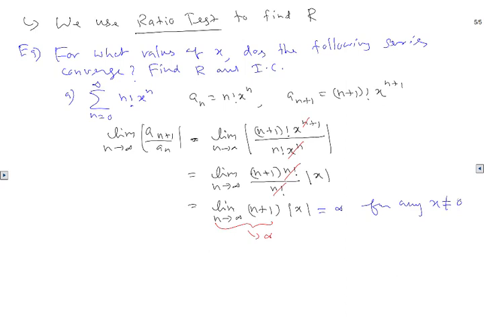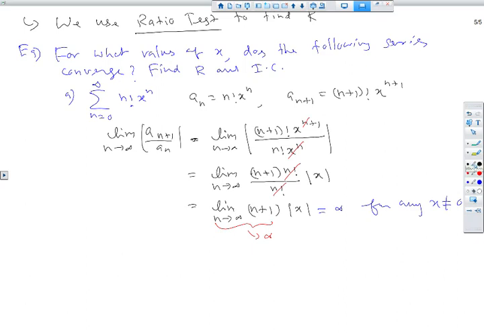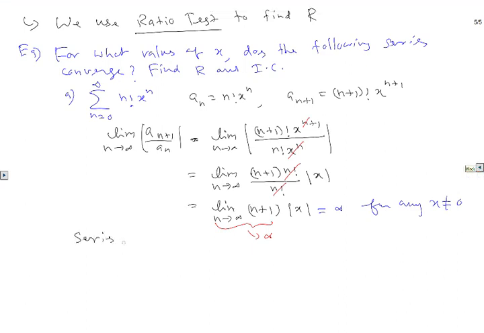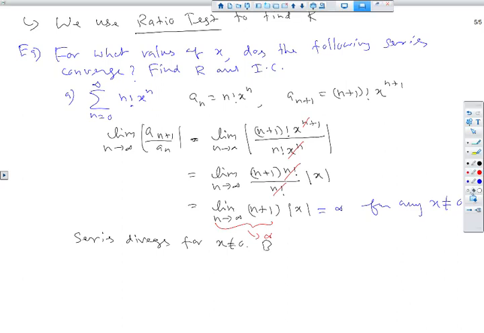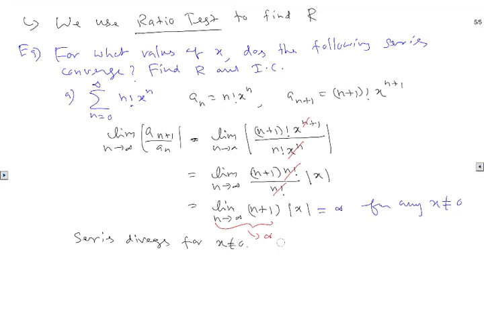So we can say the series diverges for any x not equal to 0, and then you can say it converges, due to the ratio test, only at x equals 0. So that's only one value where this can converge.